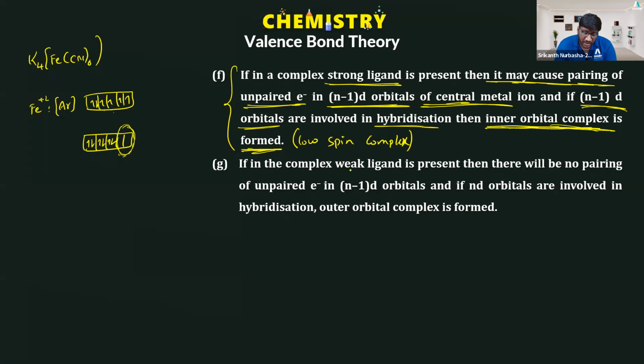Next, if in a complex a weak ligand is present, then there will be no pairing. A weak ligand cannot repel the n-1 d electrons greatly. If it cannot repel, the pairing will not happen. If pairing does not happen, the outermost vacant orbitals are used. That is why it is said to be an outer orbital complex. It is not an inner orbital complex. And an outer orbital complex is also called a high spin complex because no pairing happens.